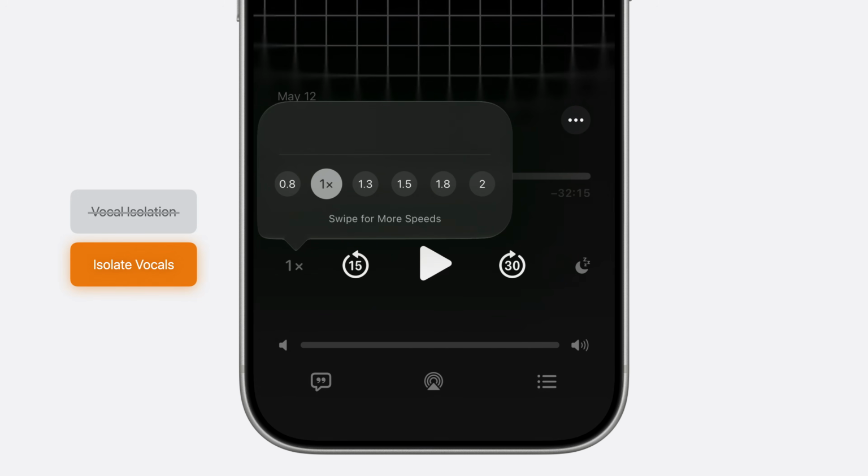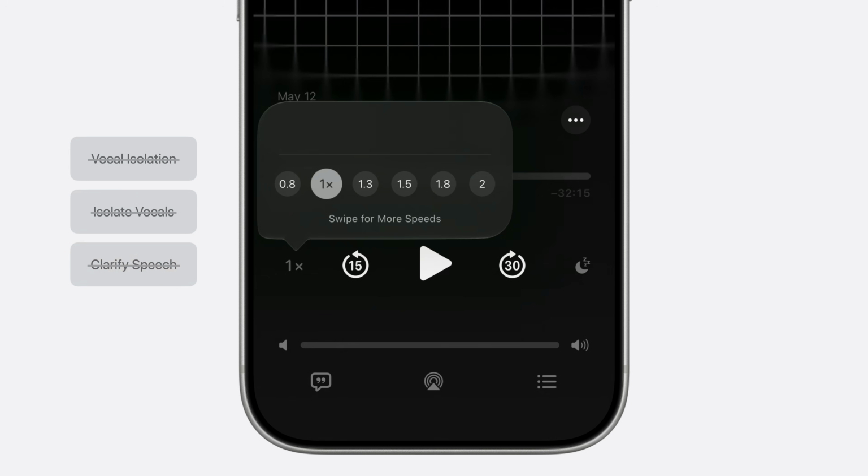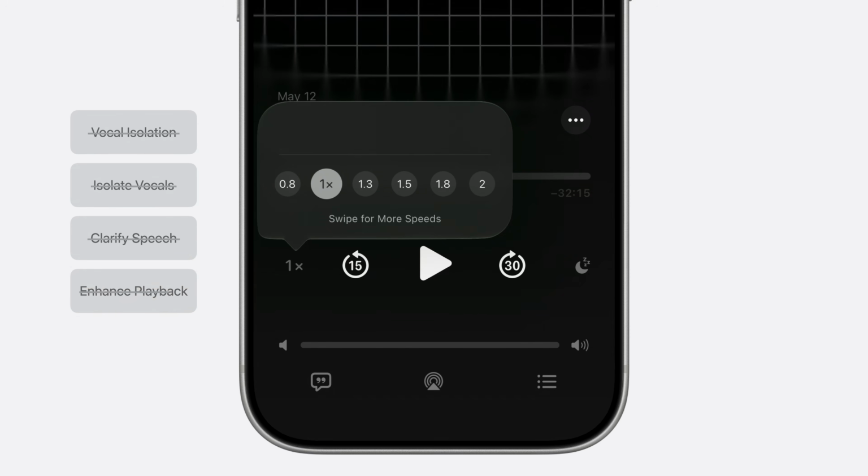But that's an audio engineering term. It describes what the technology does, not what you experience. How about clarify speech? Closer, but it only tells half the story. There's more to this feature than clarity alone. Another obvious choice might be something like enhance playback, but it puts the feature before the person. What's being enhanced? For whom? How about enhance dialogue? It answers both questions, what's being enhanced and for whom, before you even tap.